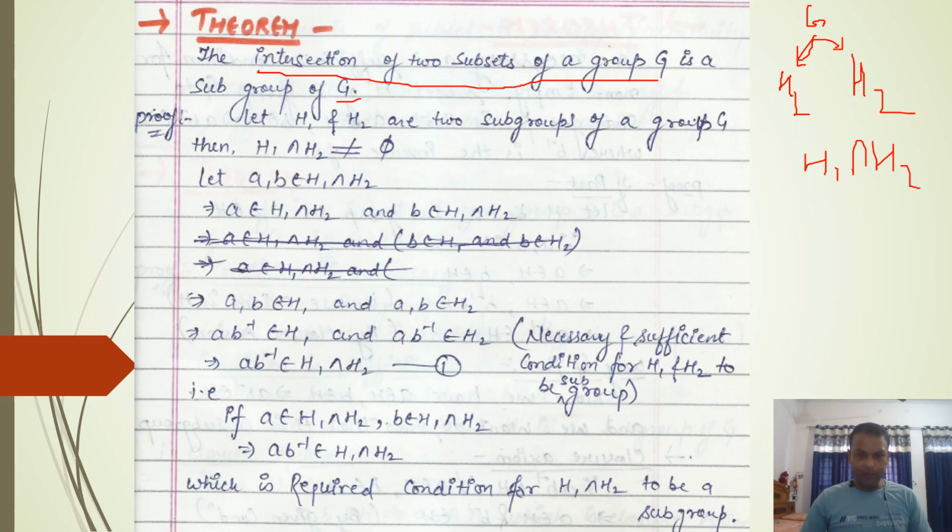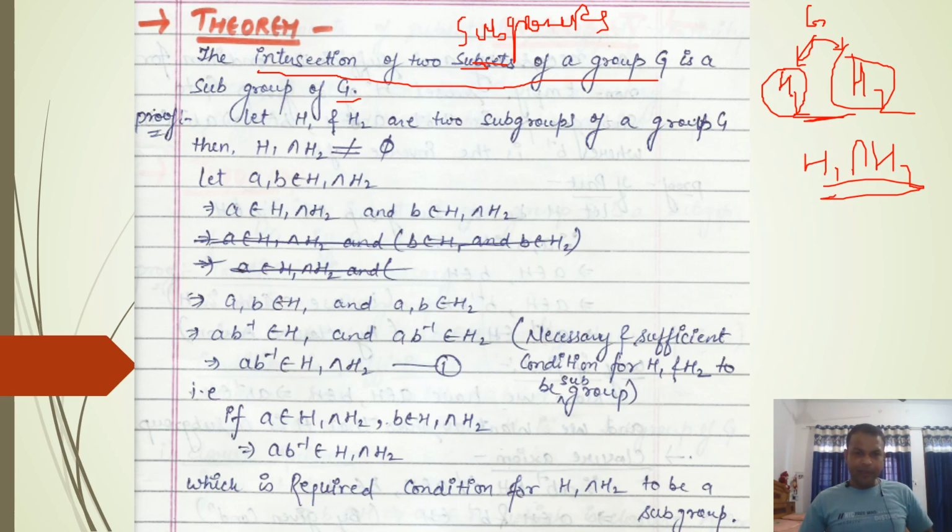Intersection of two, this is not subsets, this is subgroups. Please make it correct. The intersection of two subgroups of a group G is also a subgroup. Let H1 be a subgroup of G and H2 be another subgroup of G, then their intersection will also be a subgroup. Now we wish to prove this theorem.